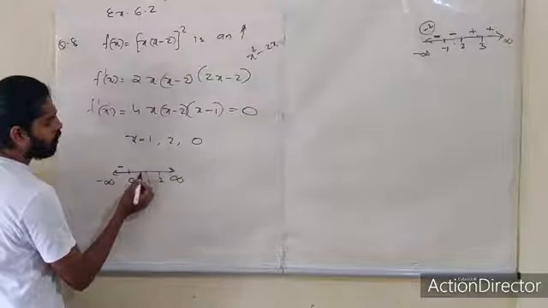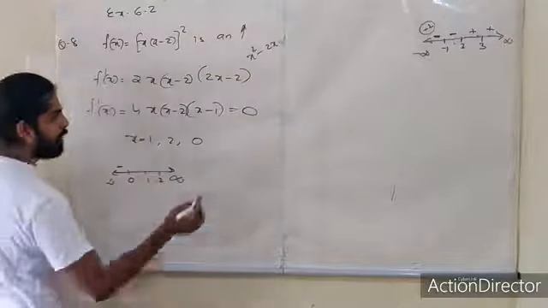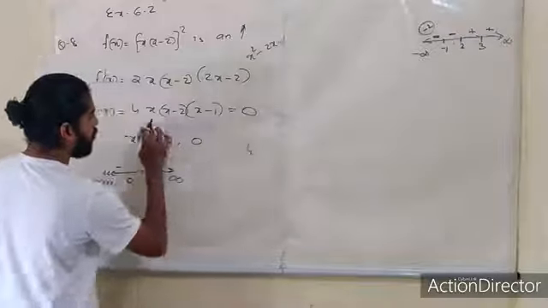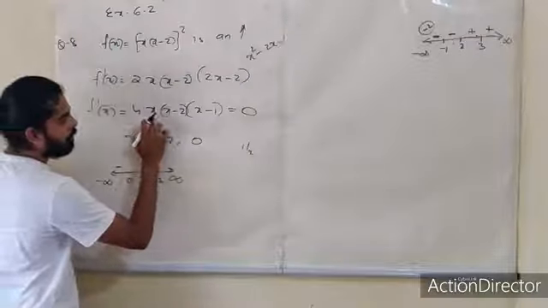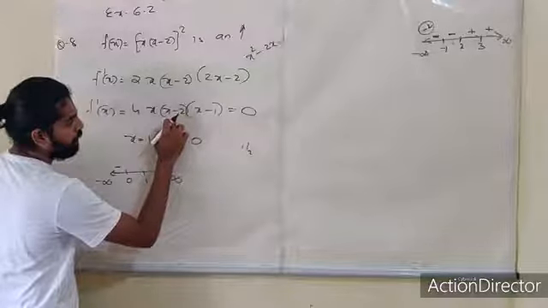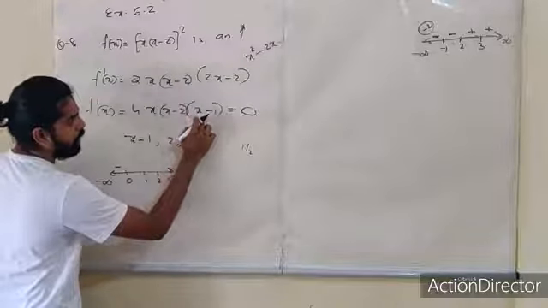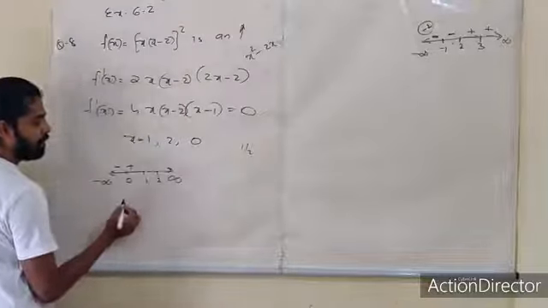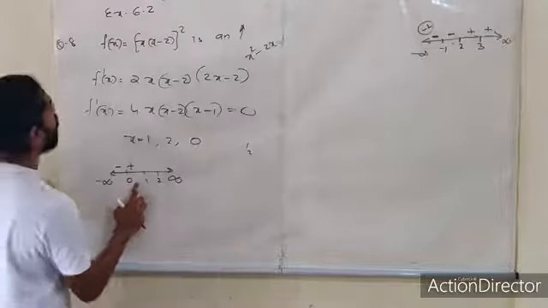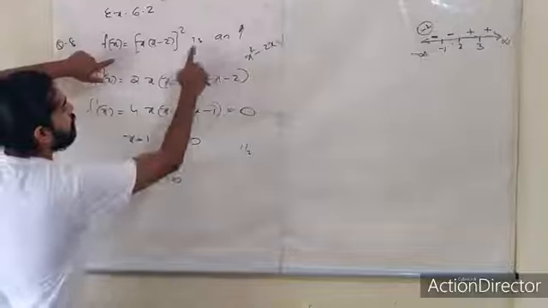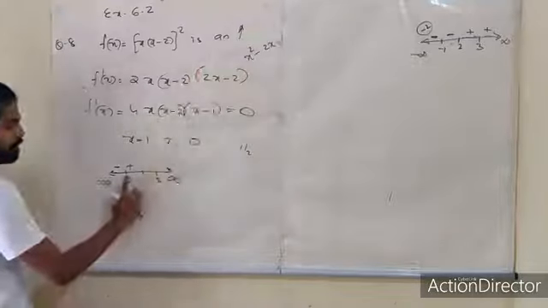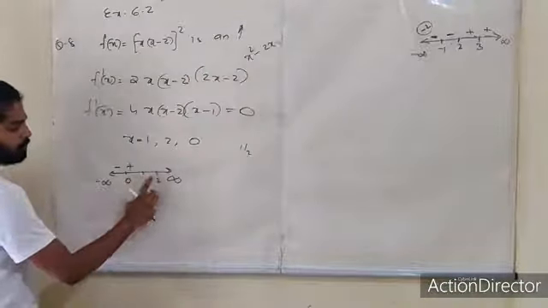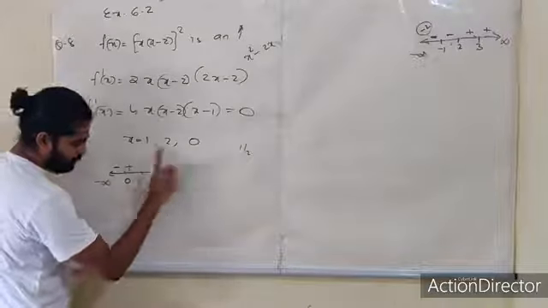Negative into negative into negative is just a negative. Now 0 to 1: take any value between 0 and 1, let's take 1 by 2. Substituting 1 by 2, here it will be positive, then negative, negative, so positive into negative into negative is positive. So 0 to 1 is one of the intervals where the function is increasing, and next we'll find the other intervals also.